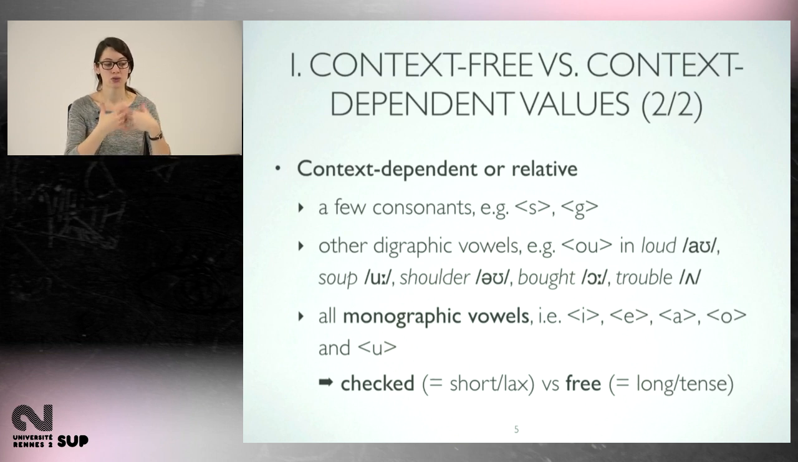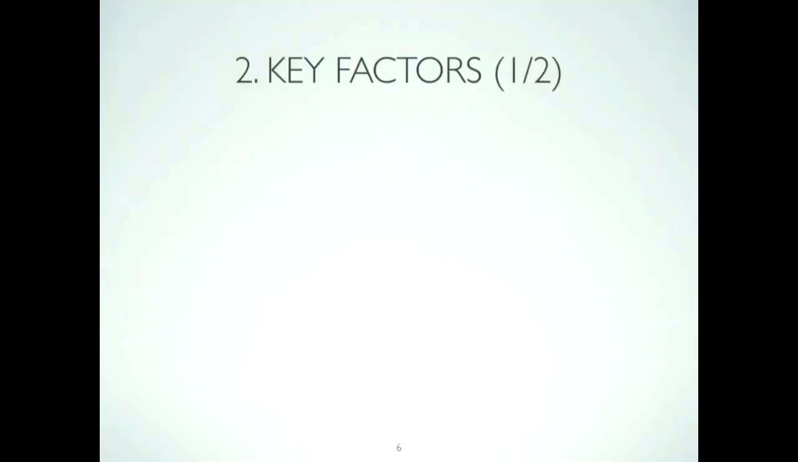So how do we know for a context-dependent unit, and especially for monographic vowels, whether the pronunciation of a vowel is going to be checked or free? Well, this can be predicted by having a look at a set of different factors, which are regularly going to influence the pronunciation of a vowel. So moving on to subpart number 2.